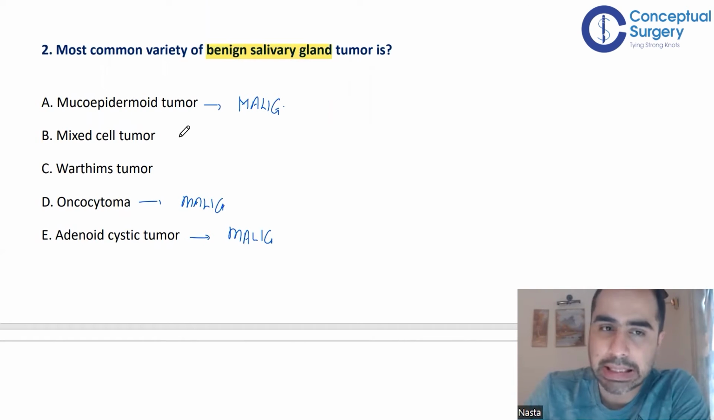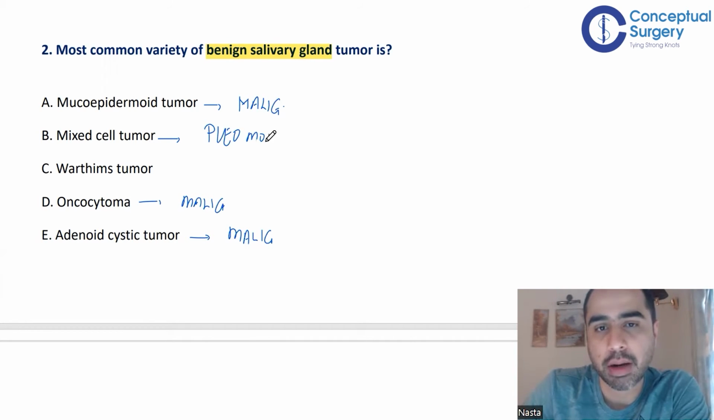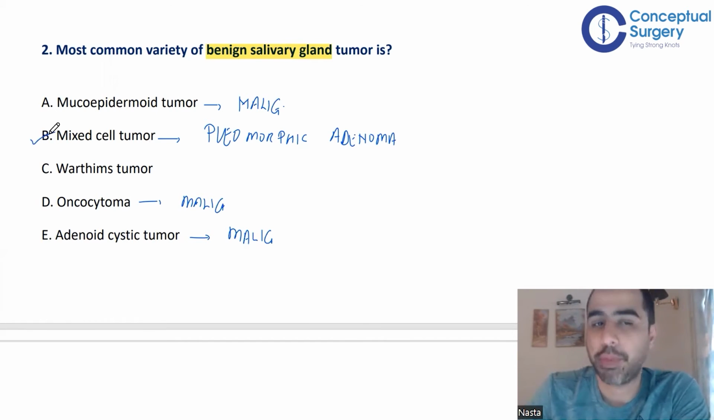What is this mixed cell tumor? And this is Warthin's tumor. What is this mixed cell tumor? Any idea? This mixed cell tumor is commonly known as, yes, that's right, pleomorphic adenoma. And that is the most common benign salivary tumor. This is the most common benign salivary tumor, the mixed salivary gland tumor.